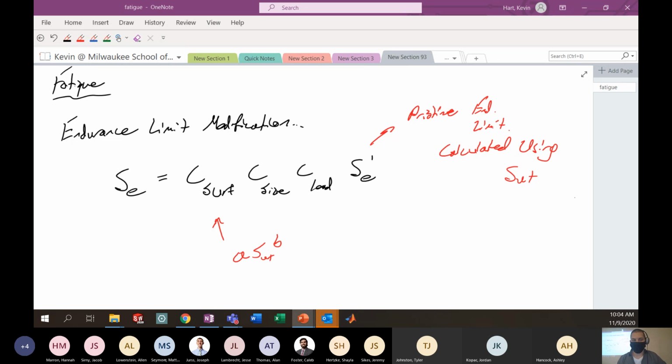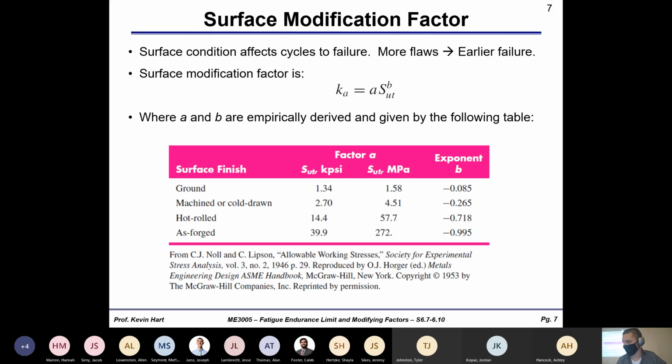Depending on the surface roughness of the piece, the more rough the piece is, the higher likelihood you will encounter a flaw, which reduces your endurance limit. So the constants A and B come from a chart that looks something like this, which is also in your equation sheet. So if you need to modify the pristine endurance limit for some surface characteristics that you might have, this is the chart that you want to go to.